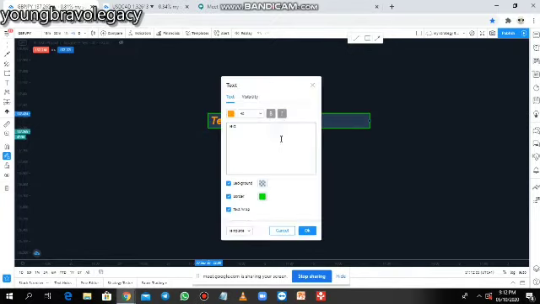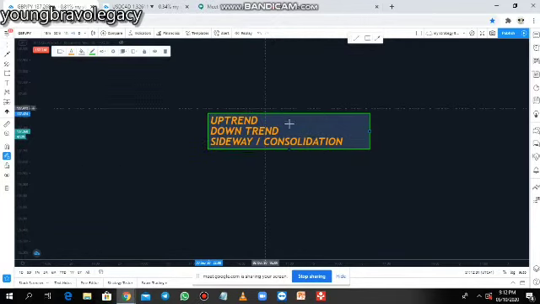We have one, uptrend. Two, downtrend. And three, sideways slash consolidation. So these are the types of trend that we have.